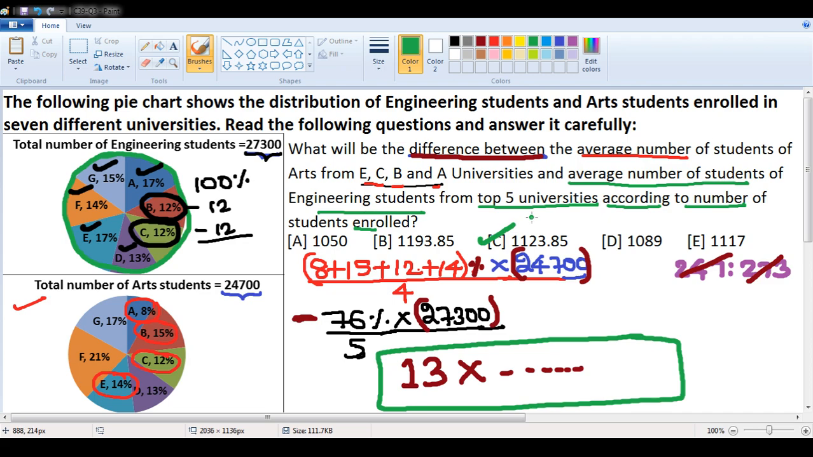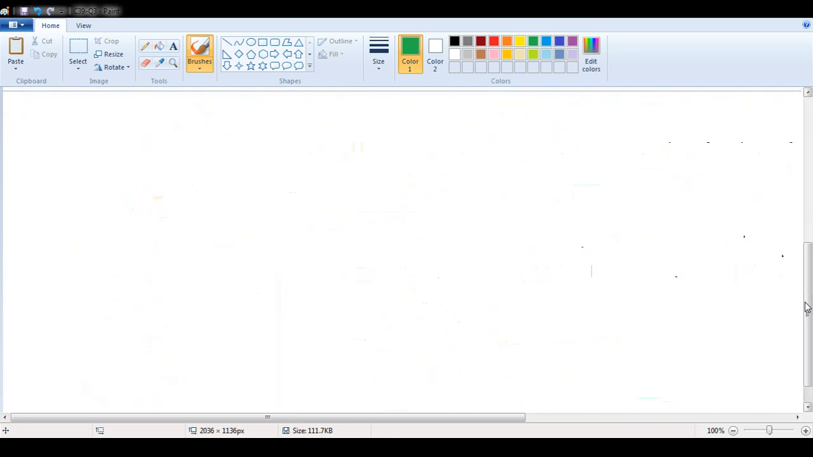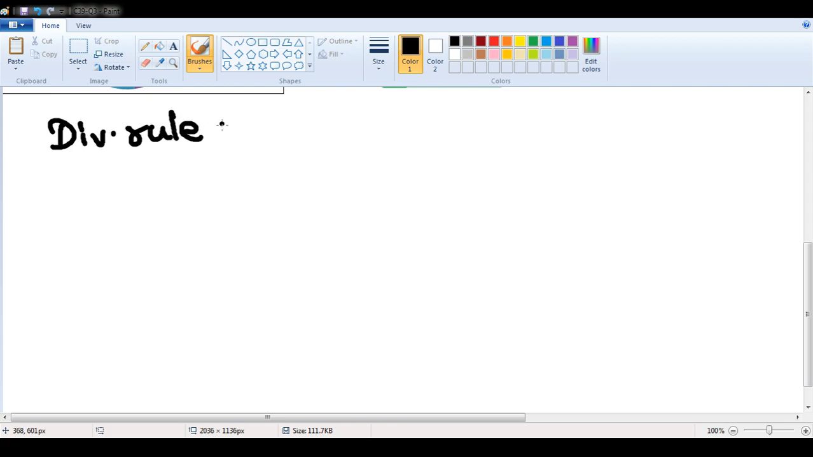Answer should be a multiple of 13. It is 1123.85. You might ask me a question, sir, what is the divisibility rule of 13? Divisibility rule of 13 is the divisibility rule for 7, 11, 13 and its multiples.